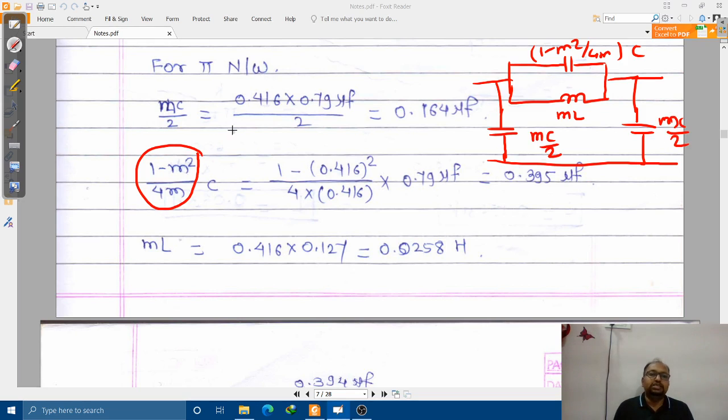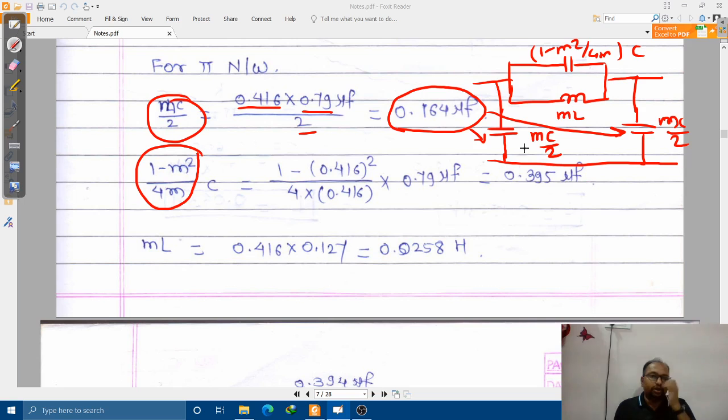So let us compute this. Cm by 2 is nothing but 0.416 into c divided by 2. Once we compute this, we are going to write it for this value, at this place. Then let us compute this and write it over here, right?